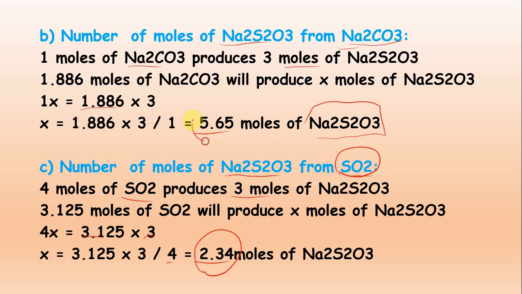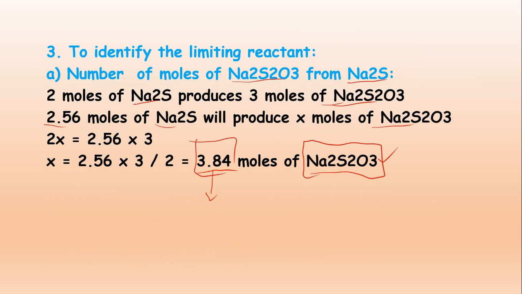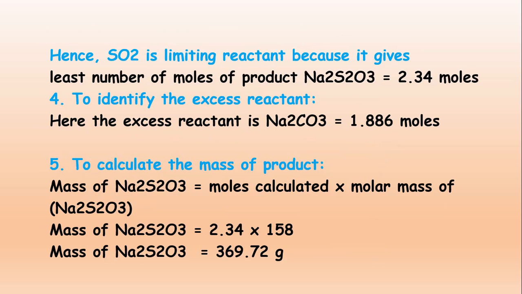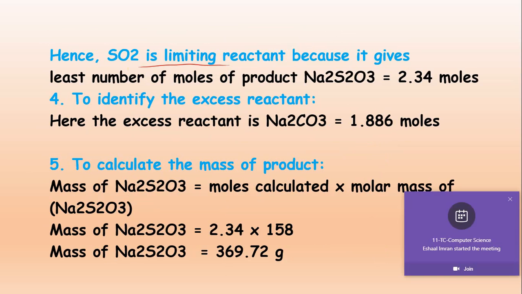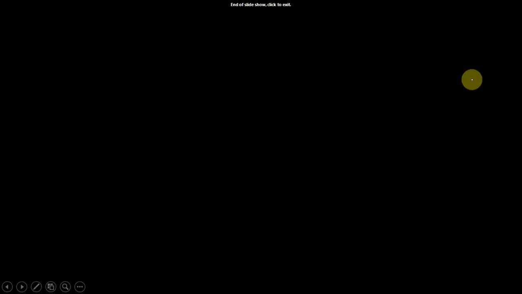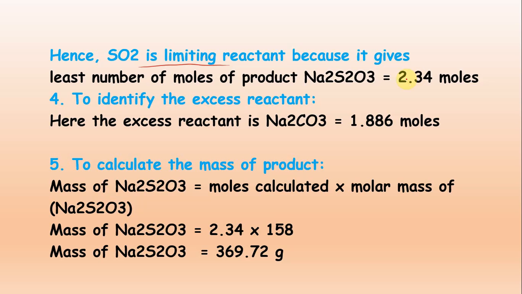2.34, 5.65 and this one 3.84. So it is very clear which will be the limiting reactant, the one which will produce the least number of moles of product. Sulfur dioxide will be the limiting reactant because it gives the least number of moles, that is 2.34 moles. Number 4 is to identify the excess reagent.